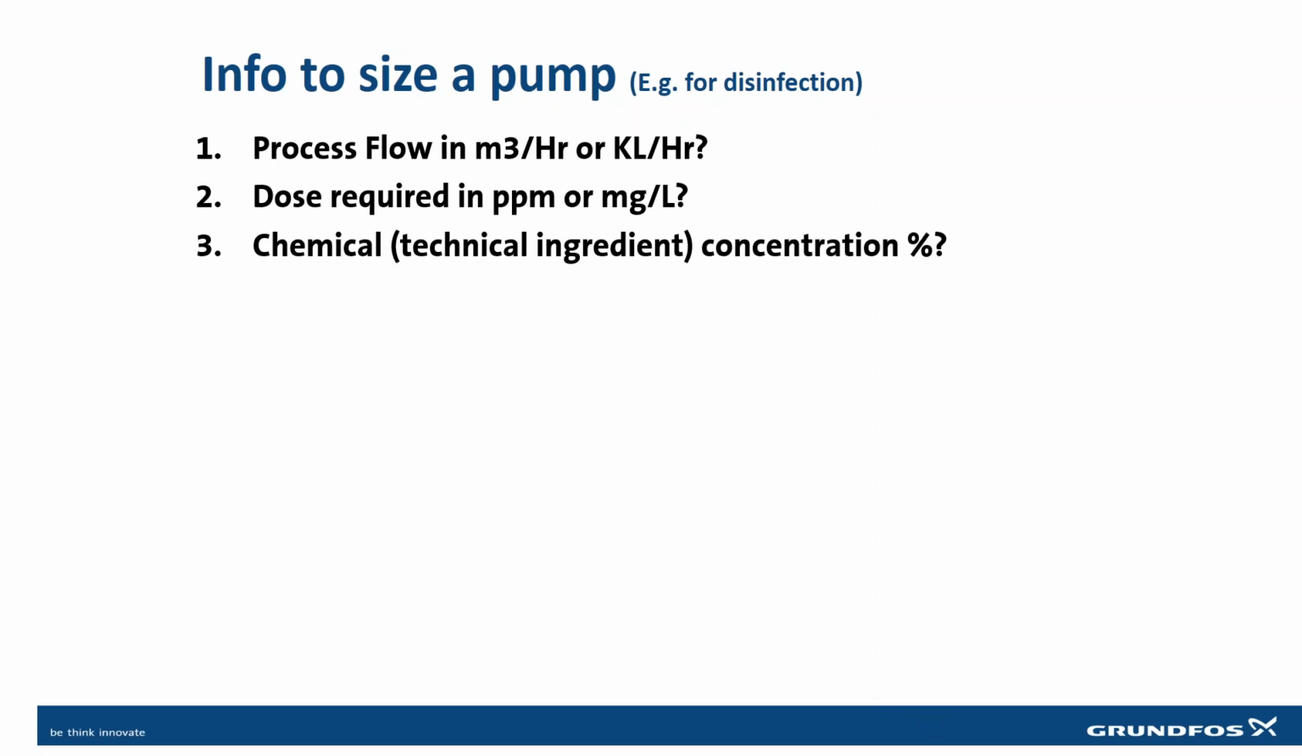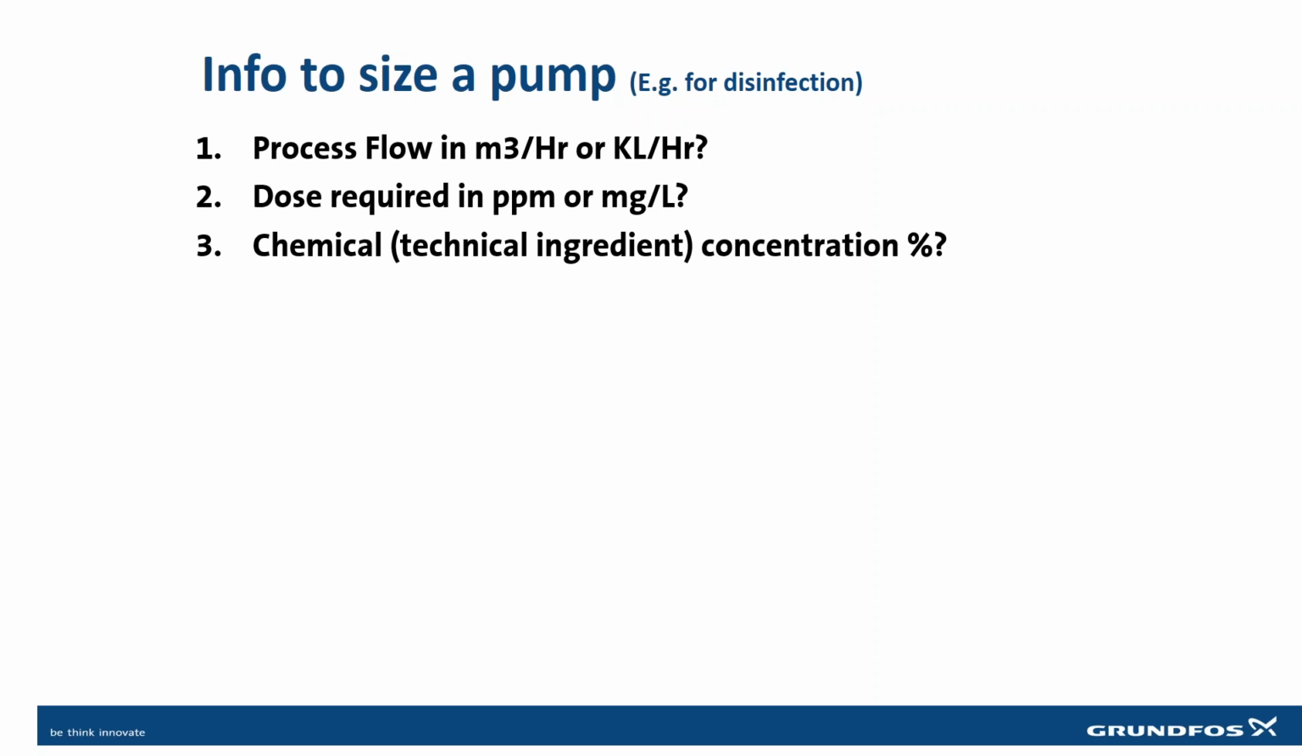The third one being chemical, technical ingredients. What's the actual chemical that we're dosing? And we often see chemicals labeled as all sorts of fancy names, but the actual technical ingredient inside is often the same. Things like sodium hypochlorite, hydrogen peroxide have a basic technical ingredient name. And from that, we also need to know the concentration.